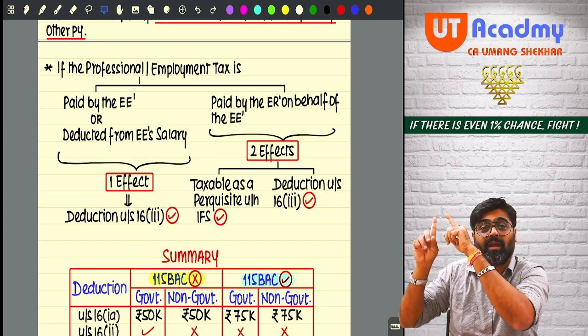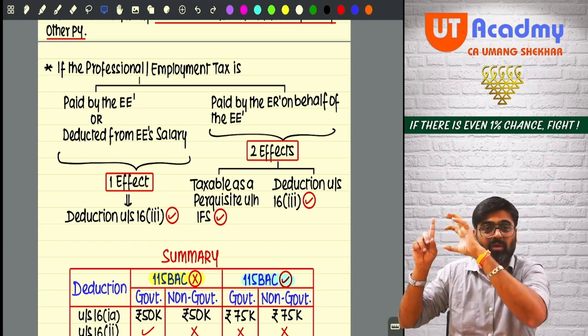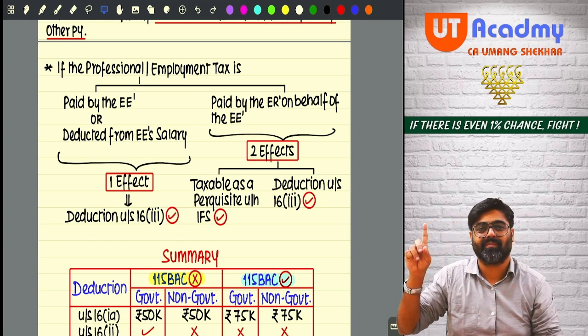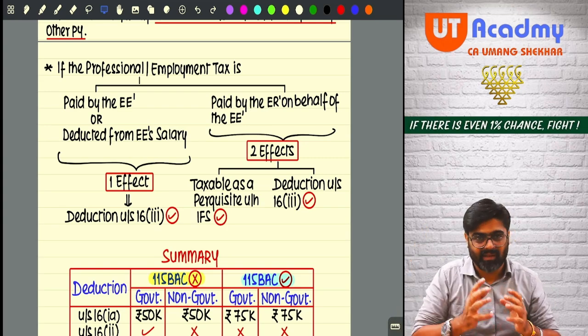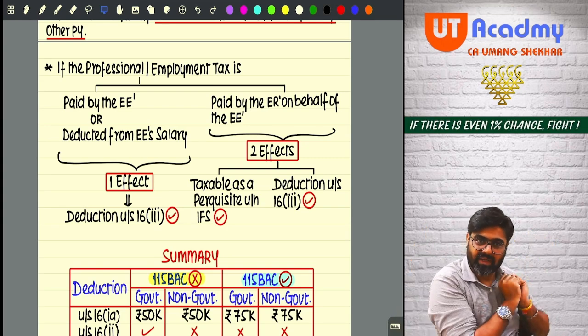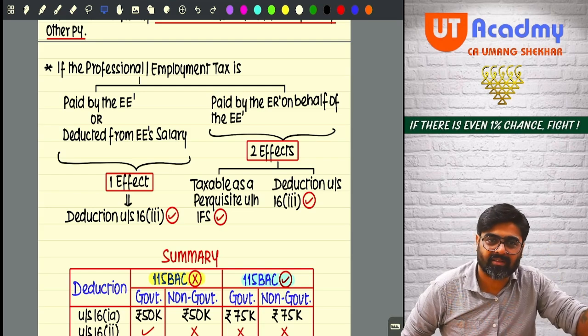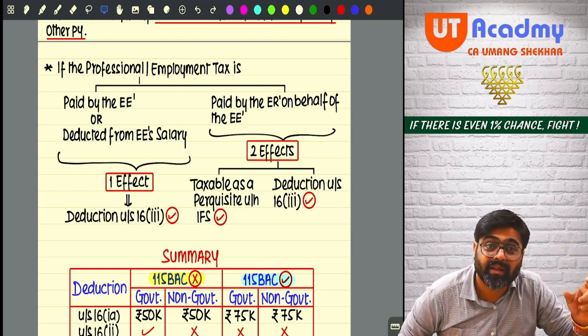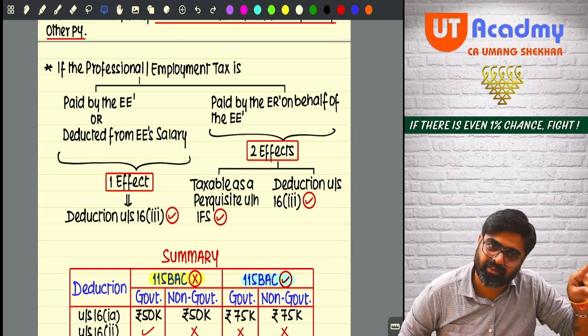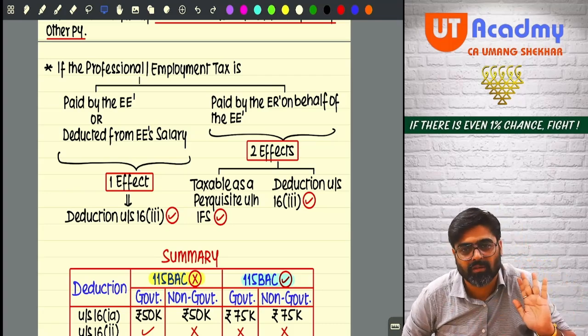Out of this 1 lakh, which is showing as taxable, 2000 was deducted, no? Deducted and paid as professional tax, no? Take that as a deduction, that's it. What will be the net taxable salary? 98. This is the same amount remaining in your hands.